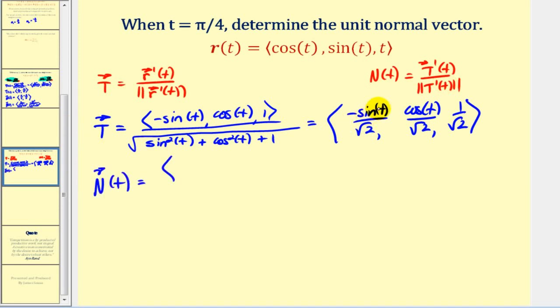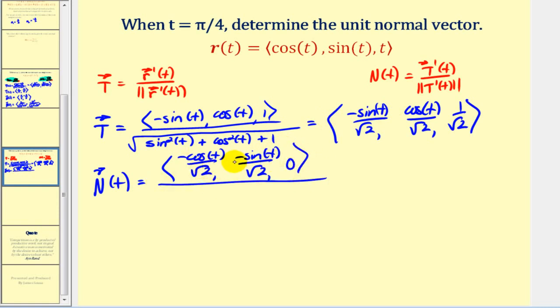So the derivative of negative sine t divided by the square root of 2 will be negative cosine t divided by the square root of 2. Then we'll have negative sine t divided by the square root of 2. And the z component will be 0. We divide this by the magnitude of this vector valued function. So we'll have the square root of the square of the x component. That will be cosine squared divided by 2 plus sine squared divided by 2 plus 0. Let's take a look at this denominator.